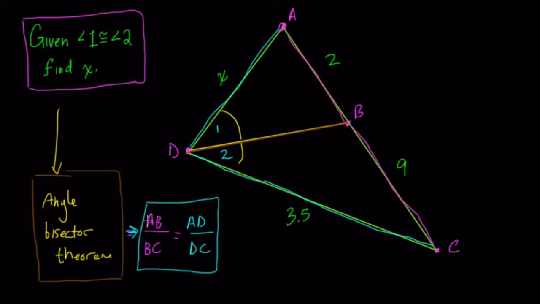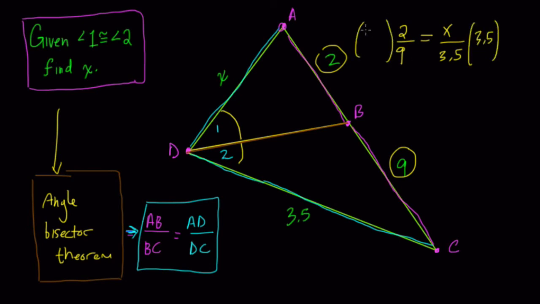So what are we given? Let's go AB over BC. So that's 2 over 9, right? So 2 over 9, that's AB over BC. It's going to equal AD, x, over DC, 3.5. So now we just solve for x. The way I'm going to do that is multiply both sides by 3.5. These cancel out.